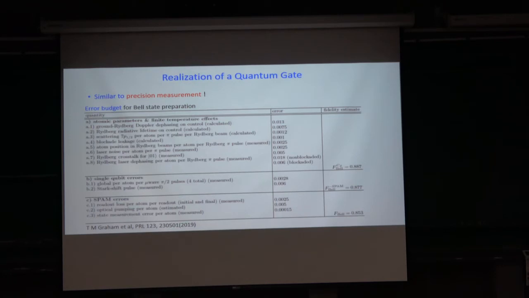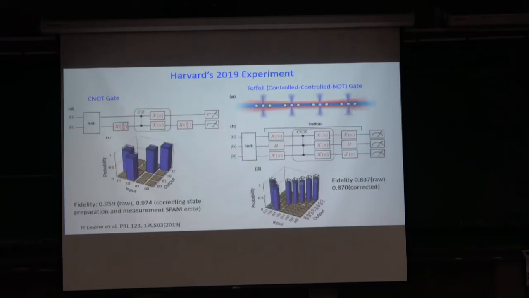In the end, all of this will affect you. And sometimes people normalize this part and just consider the pair interaction part. And how precisely you can control pi pulses, 2 pi pulses. Is it pi or is it 0.999 pi? There are a lot of technical issues. And then based on the 2018 experiment, Harvard's group realized this controlled-NOT gate with high fidelity.